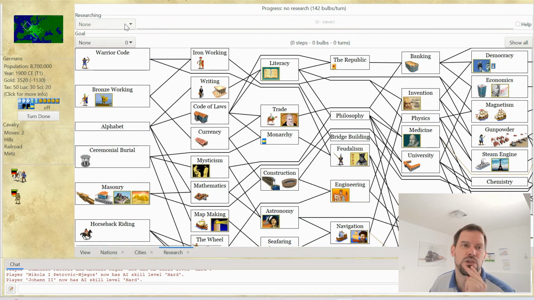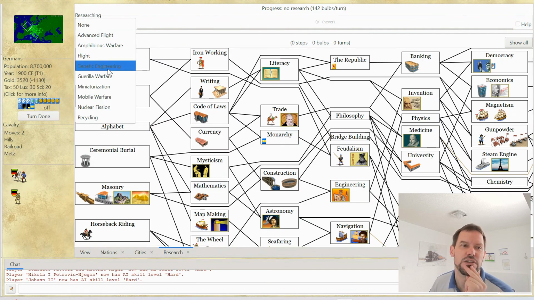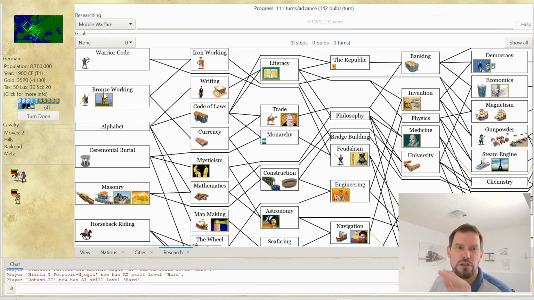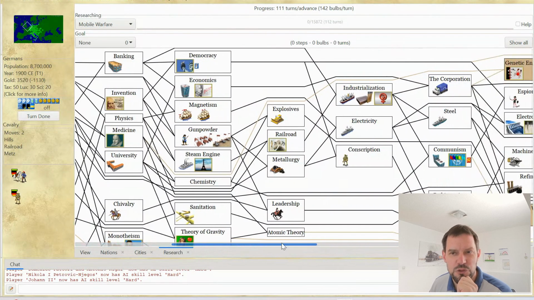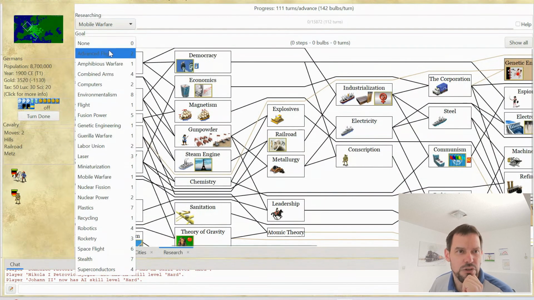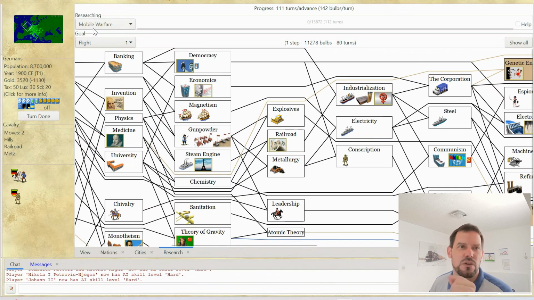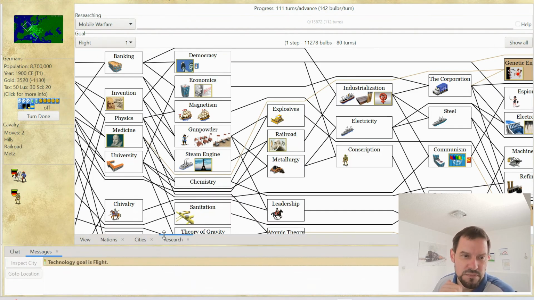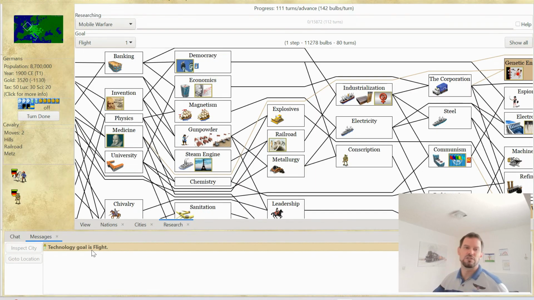So what I want to research now is mobile warfare, because that's perfect. With mobile warfare, you can build armors, and this is exactly what we need for the war that I'm going to do here. And the goal is flight. So once mobile warfare is completed, they will automatically start researching flight. Let's have a look at the messages. It has now said, okay, it has understood, okay, technology goal is flight.